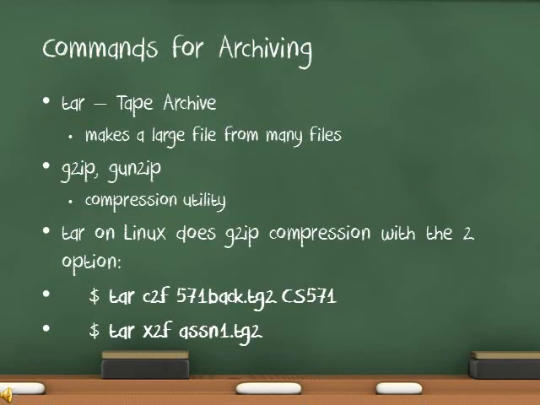Commands for archiving. tar, tape archive, makes a large file from many files. gzip and gunzip are compression utilities. tar on Linux does gzip compression with the z option. For example, $ tar czf 571back.tgz cs571, and $ tar xzf asn1.tgz.